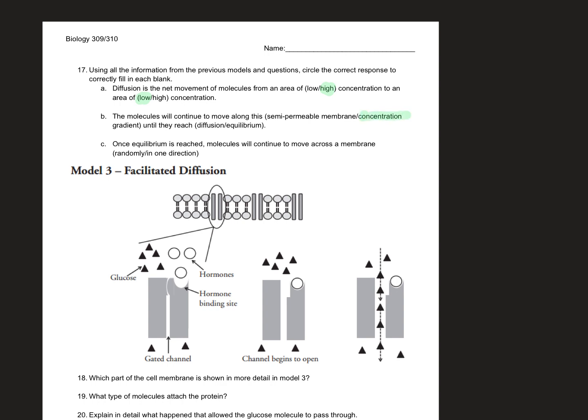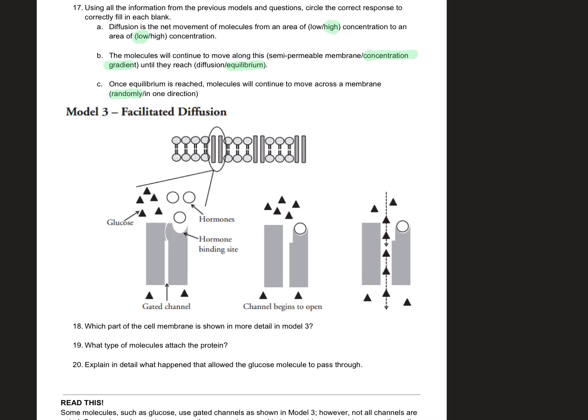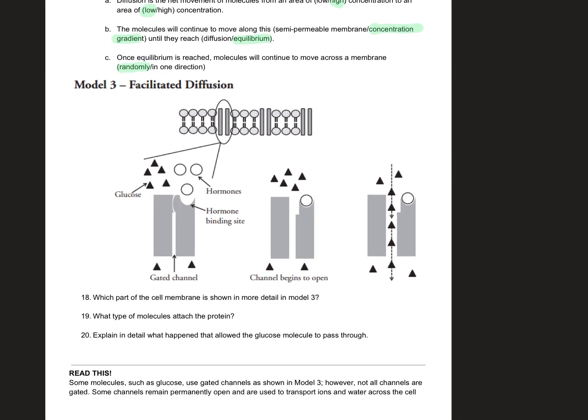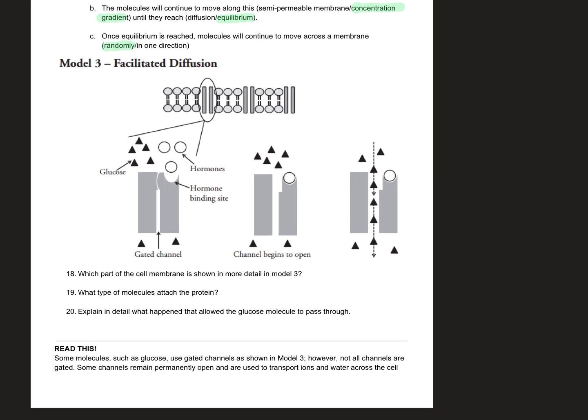That's right. Concentration gradient until they reach equilibrium, and we call that dynamic equilibrium. Once equilibrium is reached, molecules will continue to move across the membrane randomly, not in one direction, but in both directions. They're always moving randomly. It's just that sometimes there are so many more on one side that more move in one direction than the other.